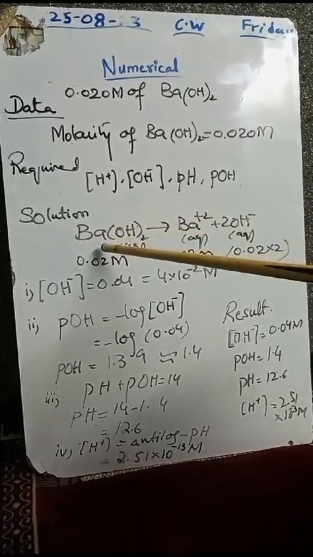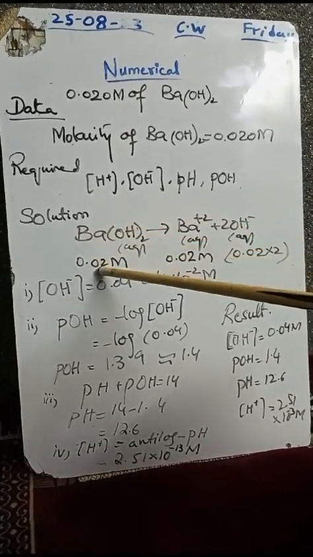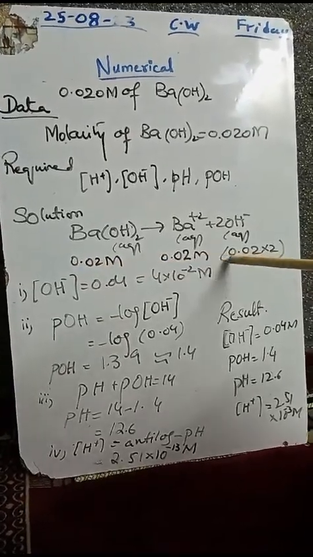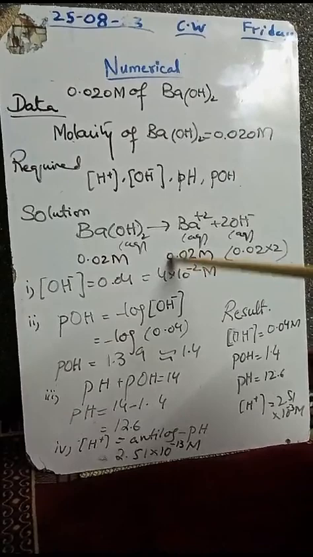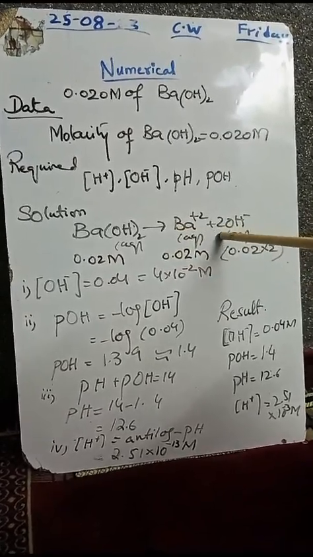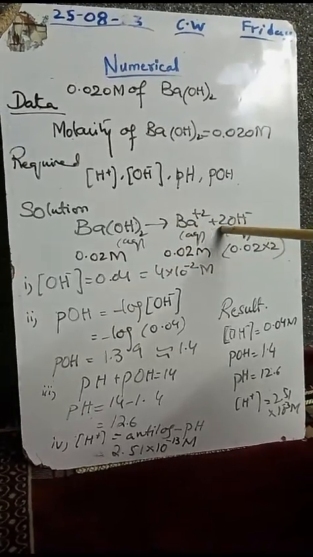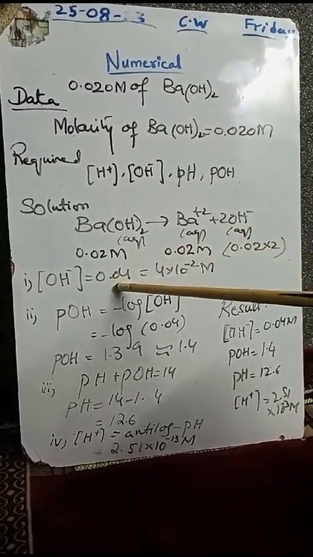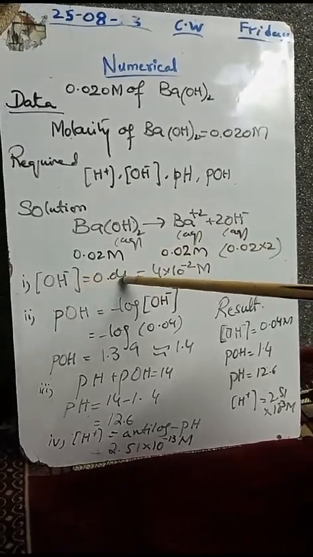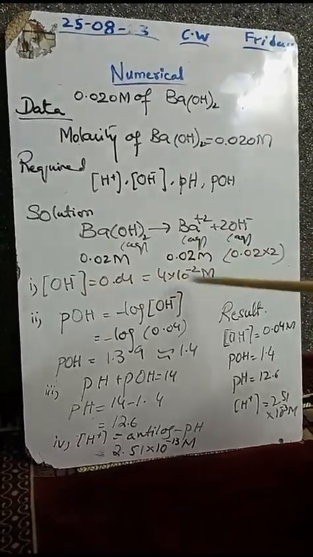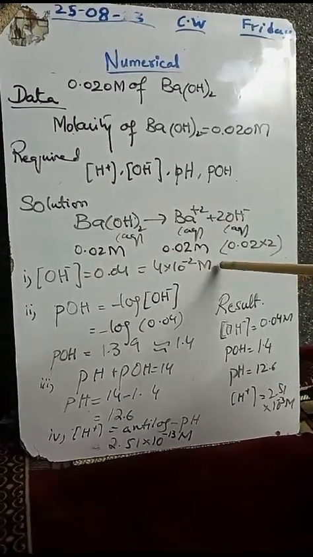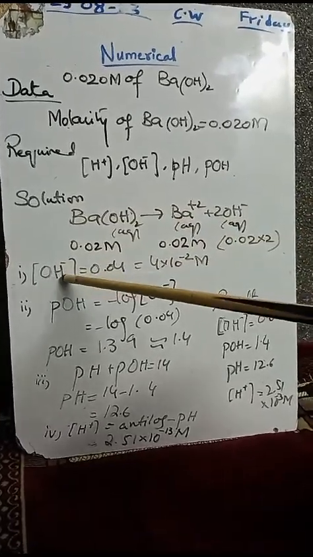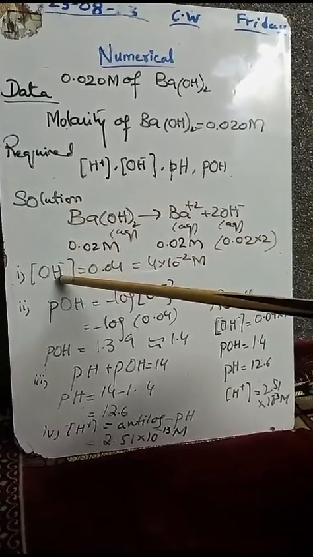So it ionizes completely, and if you have the given data which is 0.02 molar barium hydroxide, it ionizes to give you the same amount of barium ions. But as the amount of hydroxide ion is double, so 0.02 into 2, and overall from the equation you get the amount of OH negative ion which is 0.04 molar, which is 4 into 10 raised to the minus 2. From this whole equation you come to know the first part, which is OH negative ions.